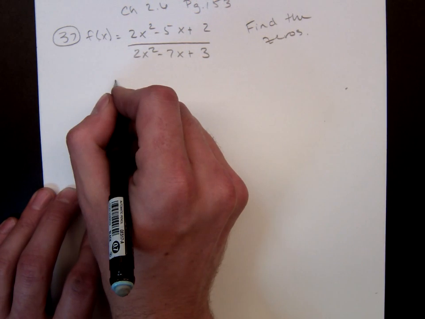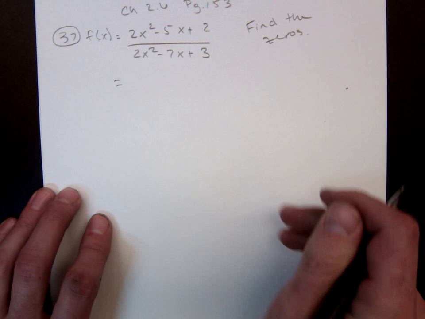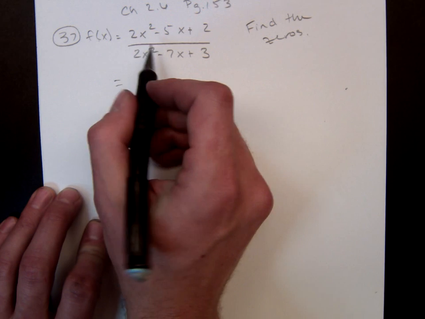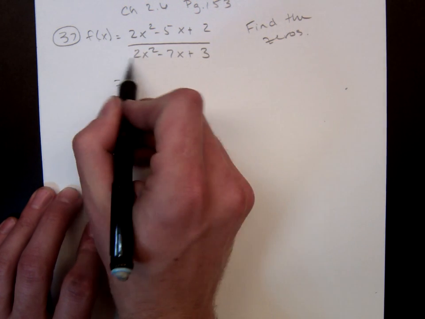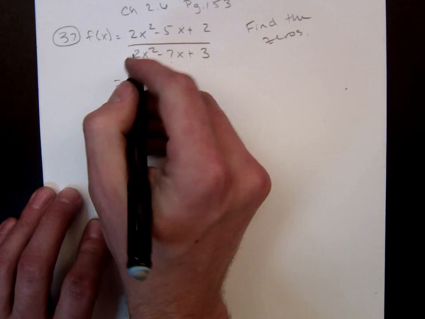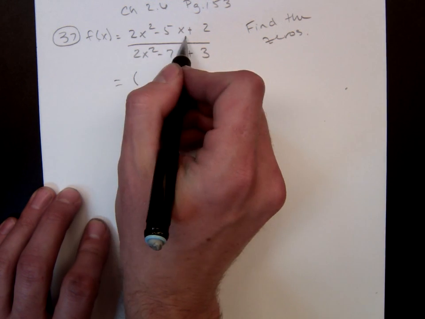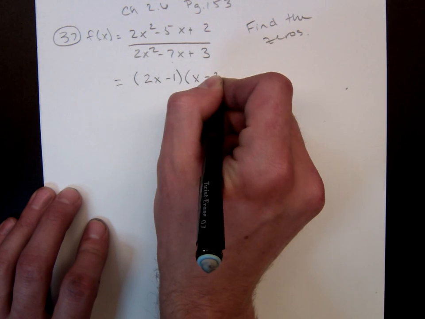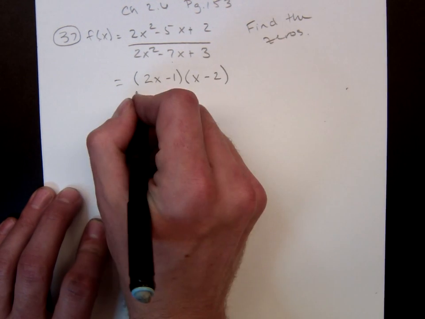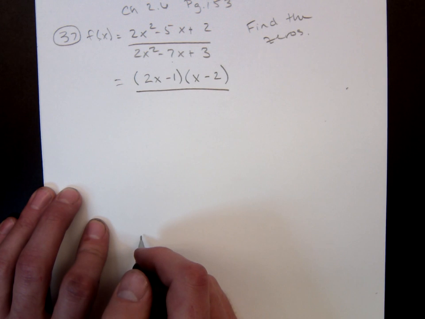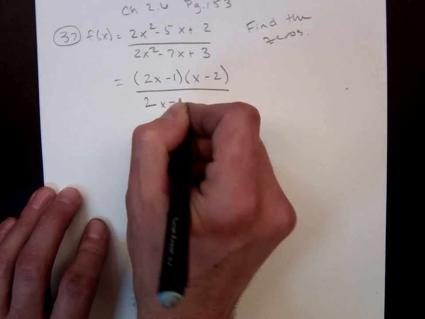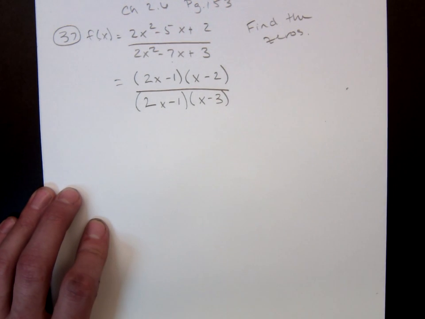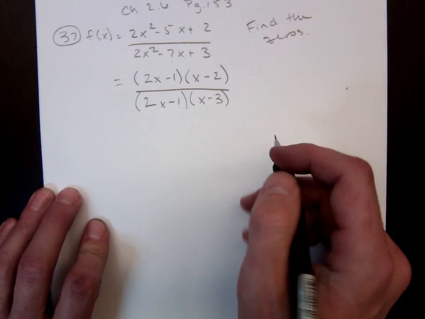So taking a look at this, one of the first steps we're going to go through is to try to simplify our expression. We can simplify it by breaking both the numerator and the denominator into their factors. If we factor our numerator, we're going to get 2x minus 1 times x minus 2. And if we factor our denominator, we'll get 2x minus 1 times x minus 3.